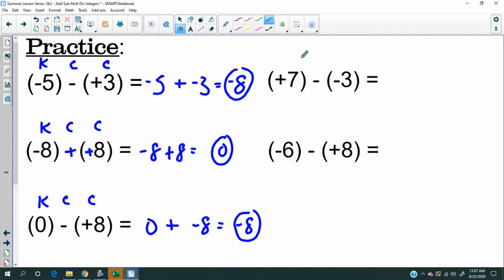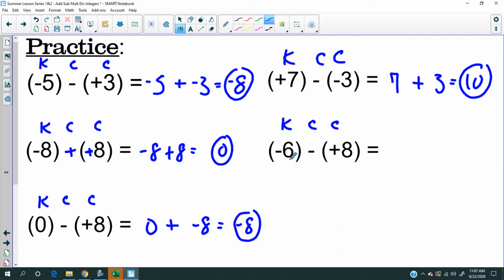2 more. Keep, change, right? Subtraction, keep, change this to a +3, 7 plus 3. Yep, 10, right? Last one, keep, change. So what's that? Keep, change this to a plus sign, change this to a -8. Looks like we're adding with the same sign. So what do you do when you add with the same signs? Yep, add them, keep the sign.